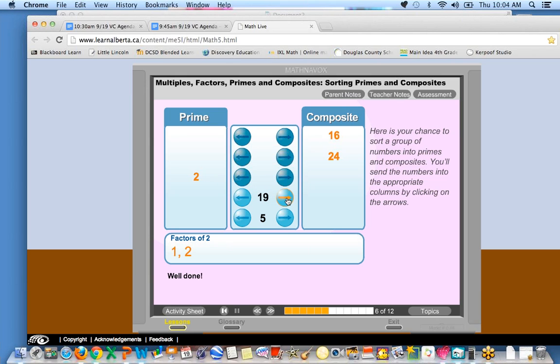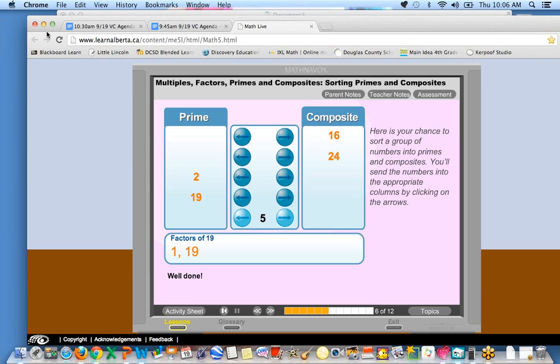Well, let's see. Most people said that it's composite. Let's see what the computer says. No, try again. The only two things you can multiply together are 1 times 19, right? Because 2 times 9 is 18, and that's not right. So 19 has to be prime.